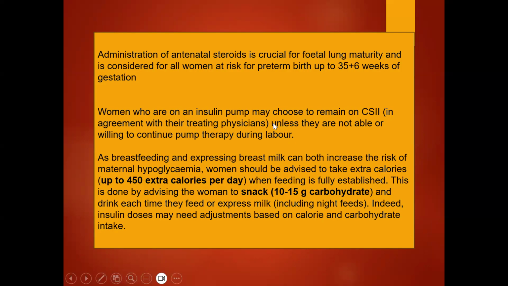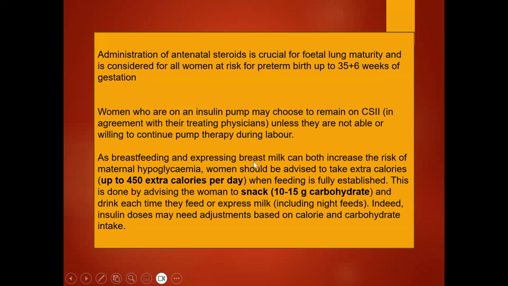Again, administration of antenatal steroids is crucial for fetal lung maturity and should be considered in all women at risk of preterm birth up to 35 plus 6 weeks of gestation. Women who are on an insulin pump may choose to continue the insulin pump unless they are not able or not willing to continue the pump during labor.